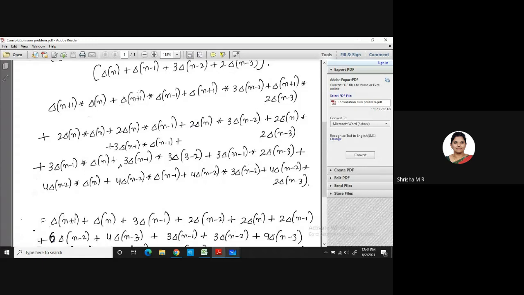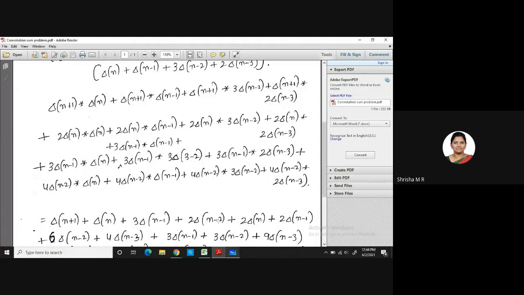Next you have delta of n plus 1 convolved with delta of n minus 1. So that would be delta of n plus 1 minus 1, that would be delta n. Okay. Next you have delta of n plus 1 convolved with 3 times delta n minus 2. That would be 3 times delta n minus 1. Plus 1 minus 2, you have 3 times delta n minus 1. Plus delta n plus 1 convolved with 2 times delta n minus 3 would be 2 times delta n minus 2.